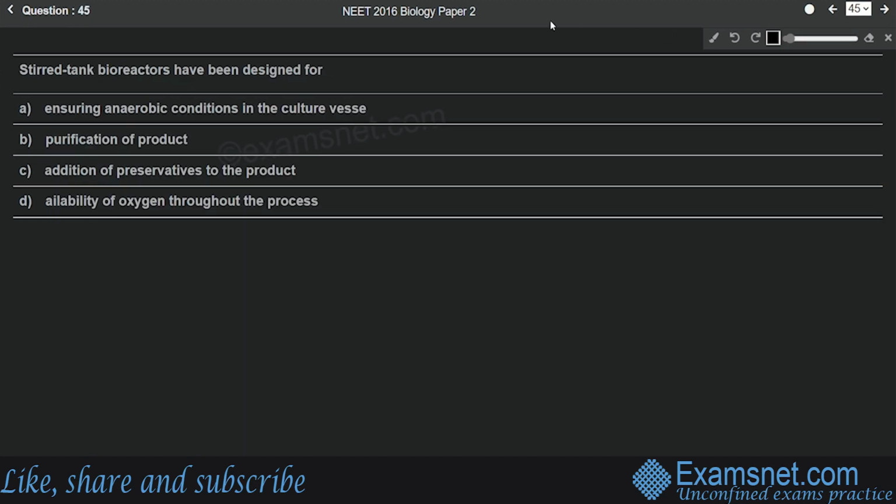Question number 45 is from the chapter Microbes in Human Welfare, and the question is, stirred tank bioreactors have been designed for, options are ensuring anaerobic conditions in the culture vessel, then purification of product, addition of preservatives to the product and availability of oxygen throughout the process. Now, what are bioreactors? Stirred tank bioreactors are large vessels which are designed in order to produce large number of microorganisms.